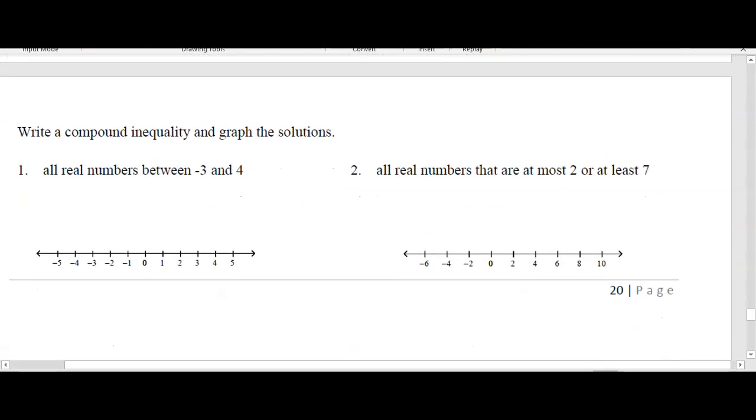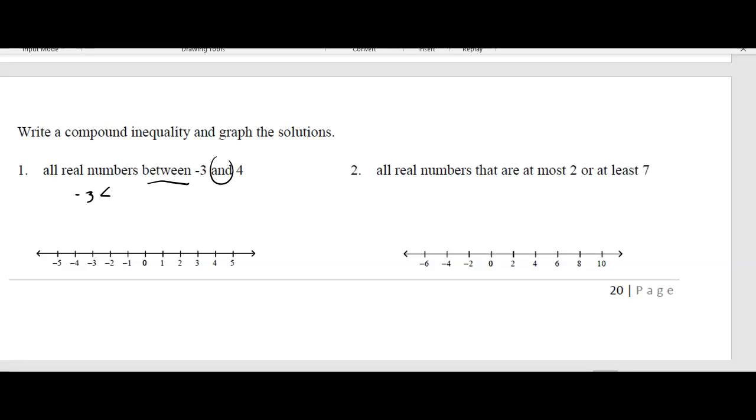Okay? So you have 2 examples like that you will just graph and try to do the exact same thing. Okay? And I'm going to do that down here. It says write a compound inequality and graph the solutions. It says all real numbers between, that's a key word, -3 and 4. You see that word and? It's going to make you think it's an and. You can write it like this, -3, and it's going to be between.